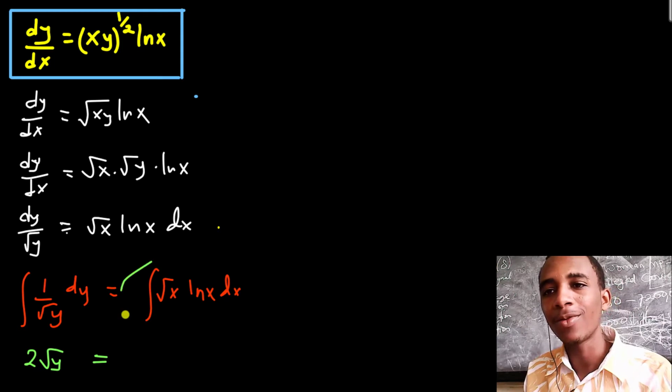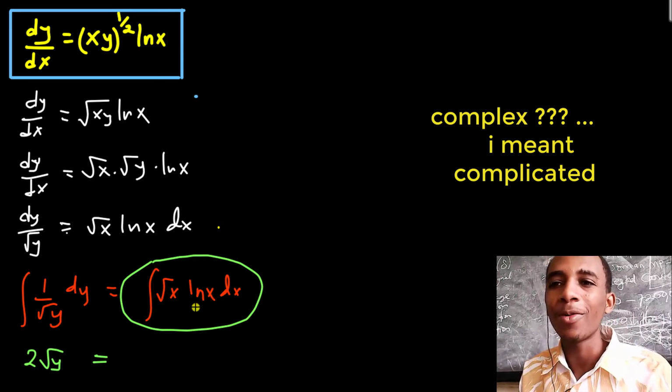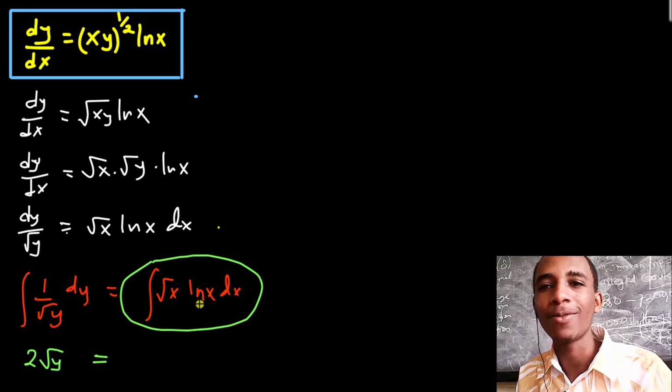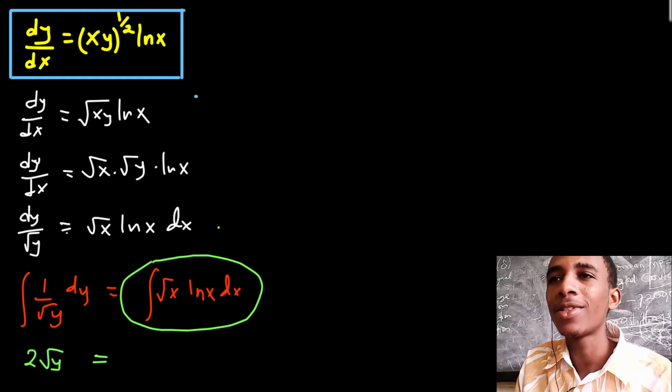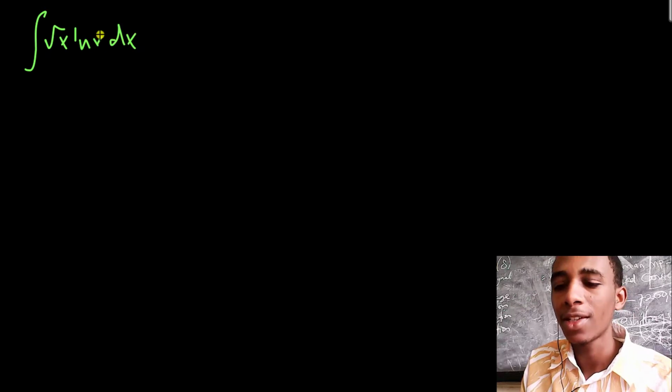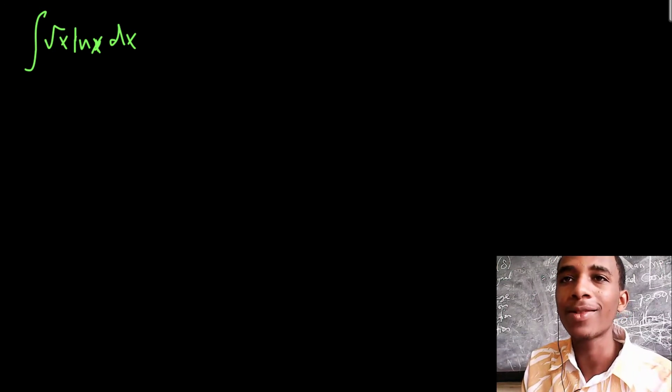But the integral of root x times natural log of x dx is a little bit complex, not so complex, but we can do this by using the method of integrating by parts. So I'll give this special attention. Let me just get a new page here. Alright, so we have the integral of square root of x times natural log of x dx. And this is how the method of integrating by parts works.